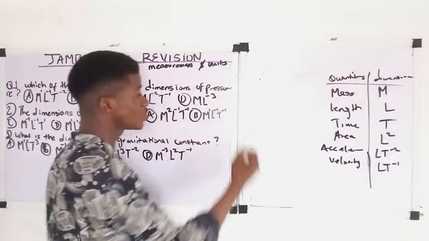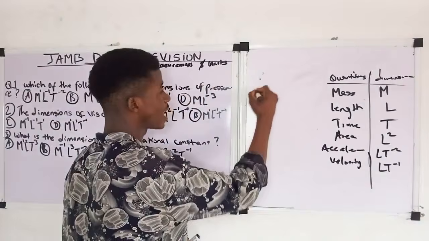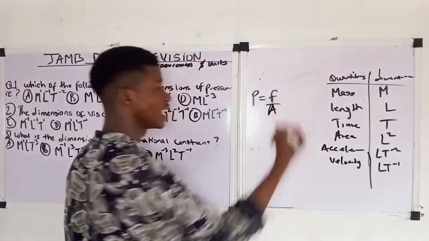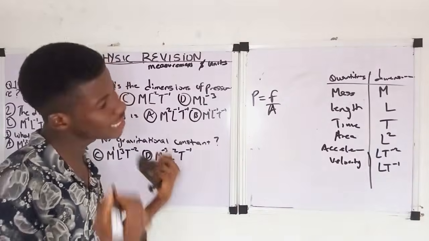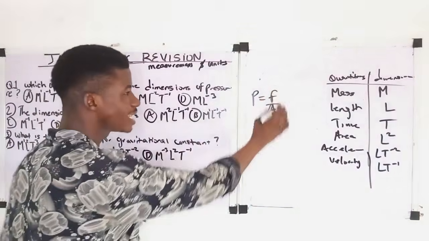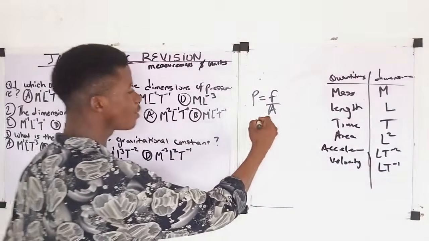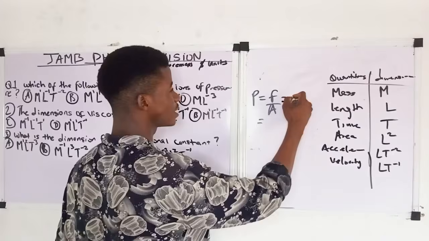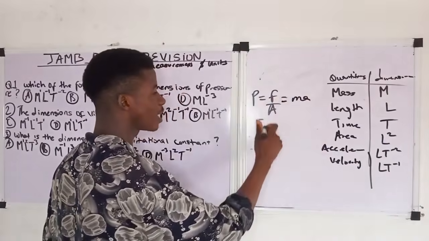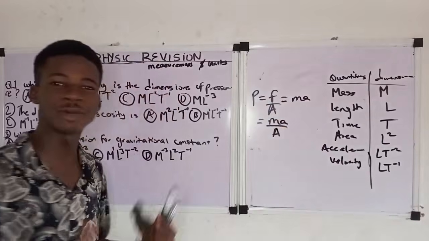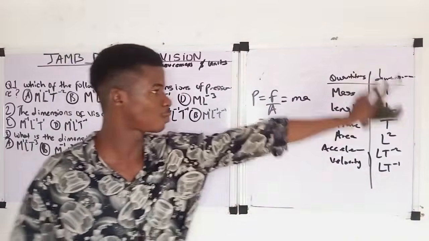So the very first thing you need to do is know the formula of pressure. The formula for pressure is force over area. Then what are we going to do next? We break down these quantities. Remember, the formula for force is ma. So in place of F, I put ma divided by area. Then what next? We move towards this.